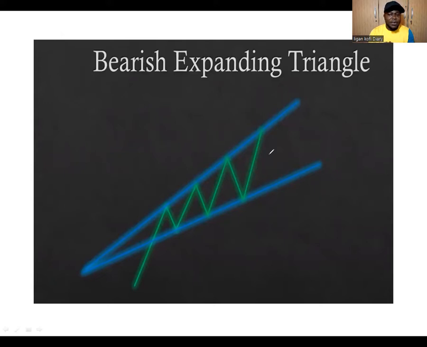So now with the reversal patterns, we have the head and shoulder pattern. We have the double top or double bottom. We also have the triple top and the triple bottom. We also have the falling wedge and then the rising wedge, and then we have the bearish expanding triangle and then the bullish expanding triangle. These are the reversal patterns that we have. So once you can keep them in your head and see them as they come, then you are good to go. Is that okay?